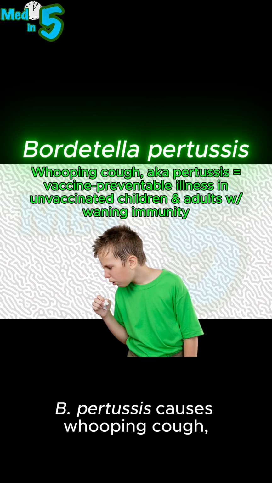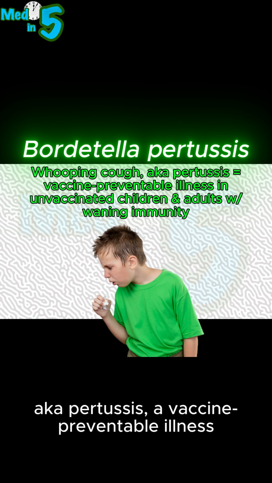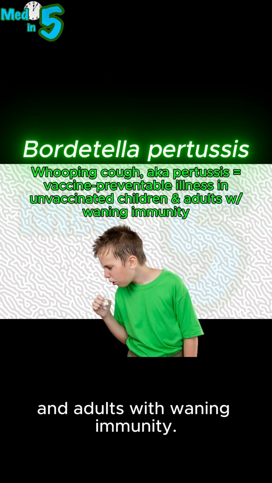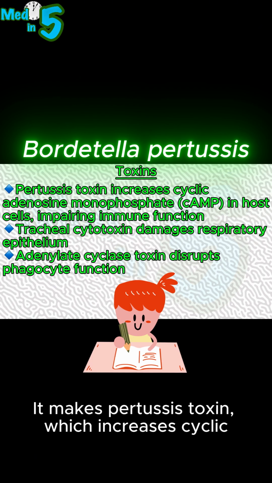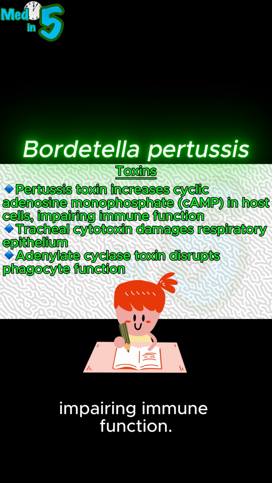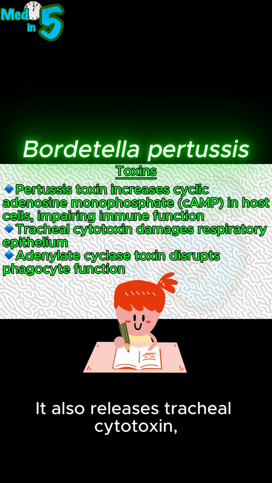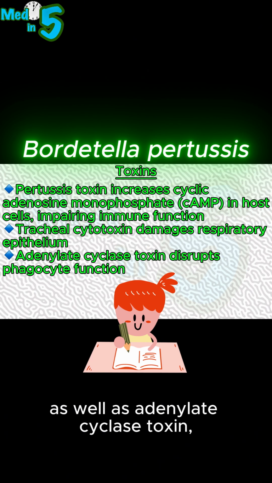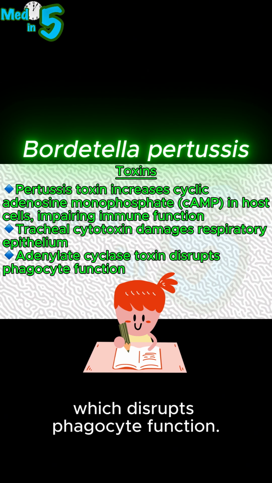B. pertussis causes whooping cough, aka pertussis, a vaccine-preventable illness that may still be seen in unvaccinated children and adults with waning immunity. It makes pertussis toxin, which increases cyclic adenosine monophosphate levels in host cells, impairing immune function. It also releases tracheal cytotoxin, which damages the respiratory epithelium, as well as adenylate cyclase toxin, which disrupts phagocyte function.